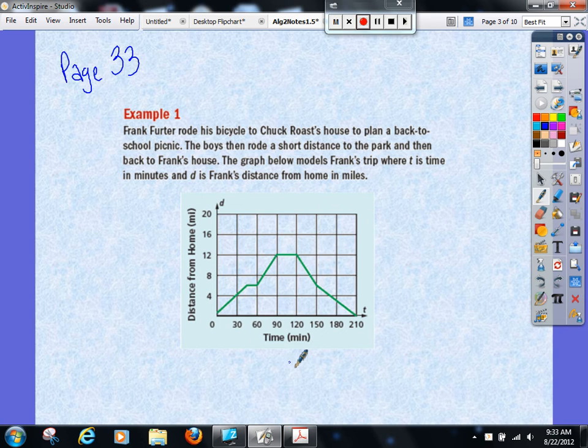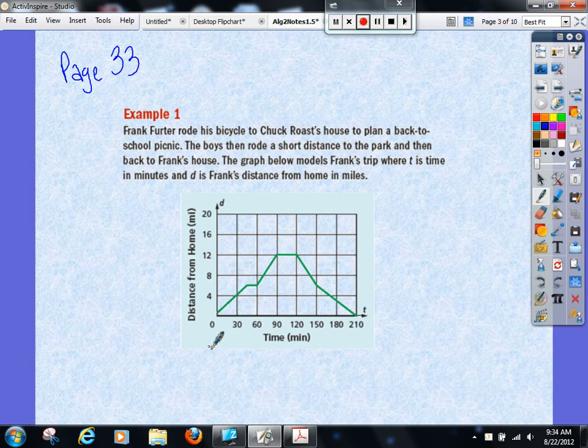Time here is on the x-axis because that's what the independent variable is. That is what we are choosing to look at his trip in respect to. They're measuring the miles and distance from home, and that is your dependent variable because the distance will depend on the time in this trip.